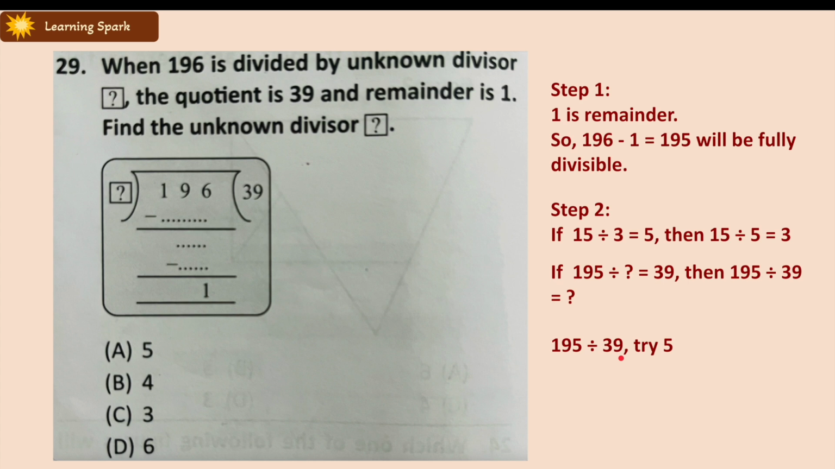So what to do? Here you have to bring 5 in the ones place. So you can try 5. You can try 39 into 5 and see whether 195 is coming. In this case 5 is the answer. So 39 into 5 equals 195. So 5 is the unknown divisor here. So the answer is A.